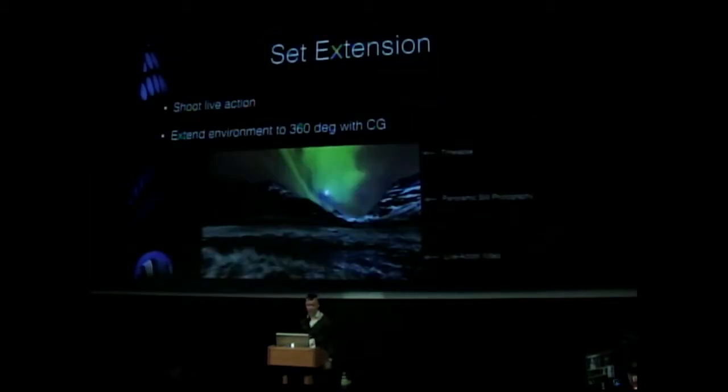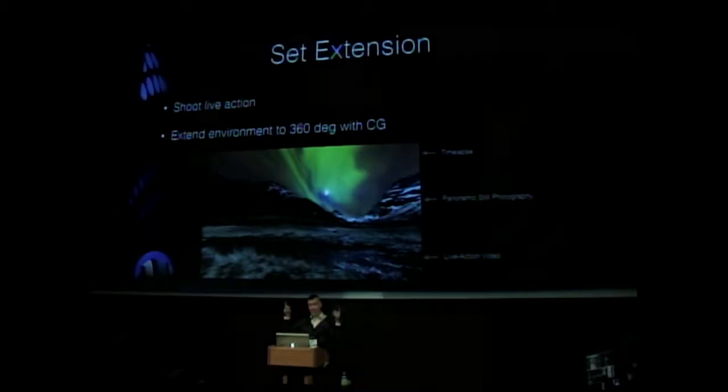You can do set extension. Here's another example, just really quickly. The foreground with the grasses and the water in this example, that was all live action. Multiple channels stitched together there. The midground with the mountains, that was still panorama. And then the sky was replaced with a time lapse of an aurora, which was actually slowed back down to real time. So you can do things like that.